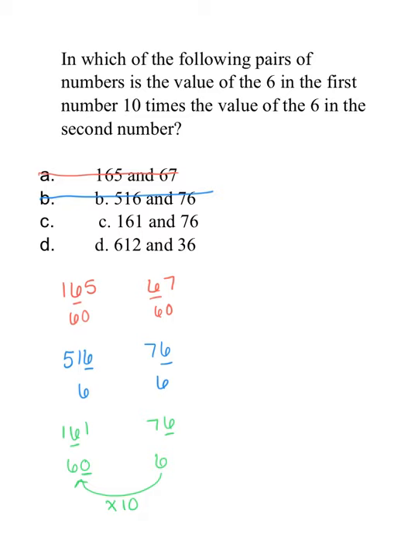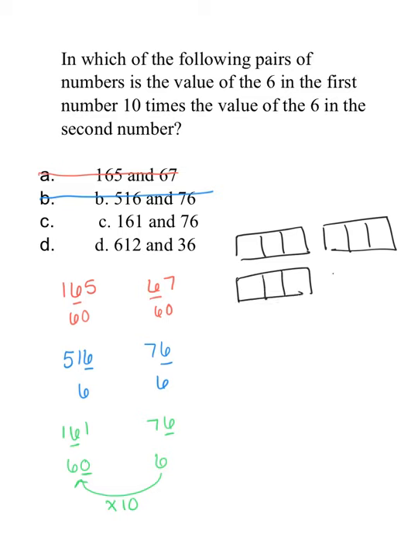I can also use a place value chart. And with 76 and 161, I can see that the 6 is in the ones place in 76, in the tens place in 161, and to move place values, I moved once to the left, which is the same thing as multiplying by 10. So the 6 in 161 is 10 times the value of the 6 in 76.